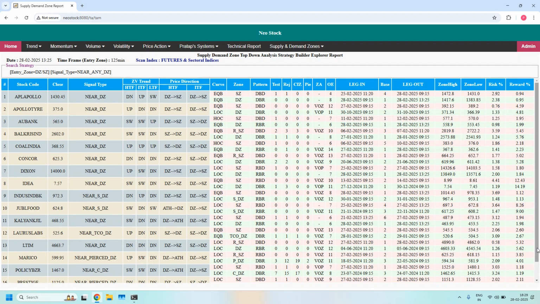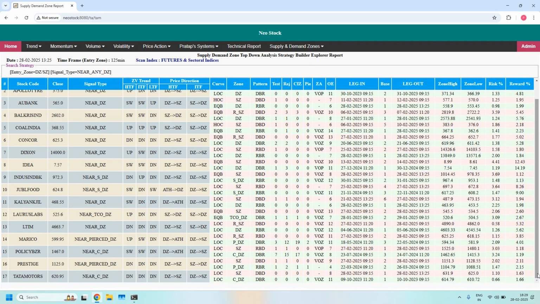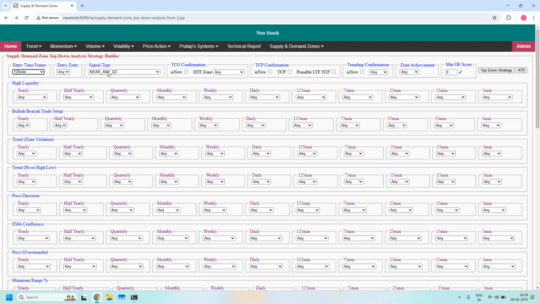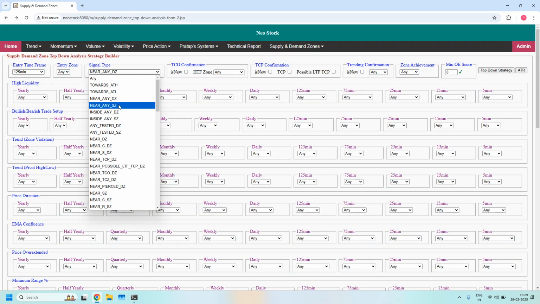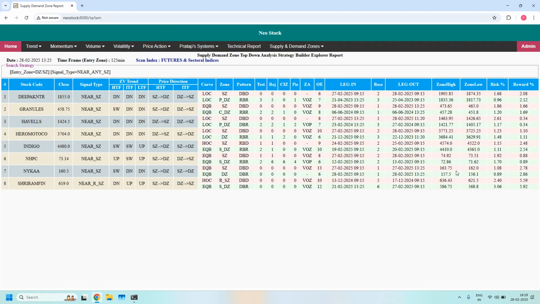I'm scrolling the list down. So total 17 stocks. Okay, next. For 125 minutes time frame, stocks near 125 minutes supply zone, we got 8 stocks.